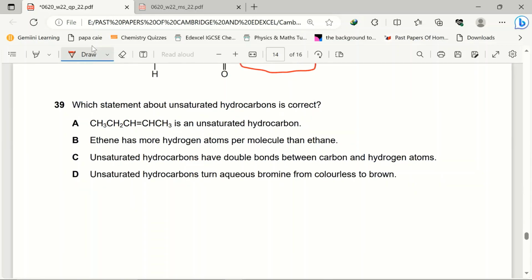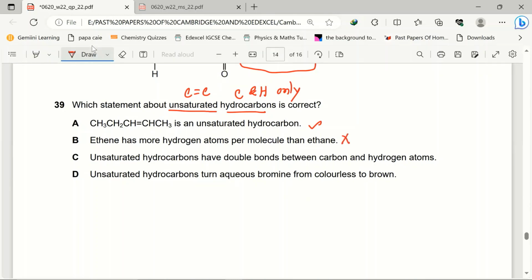Question number 39, which statement about unsaturated hydrocarbons is correct? Unsaturated hydrocarbon, we know this should have carbon-carbon double bond present, and hydrocarbon means carbon and hydrogen only. So this one is unsaturated hydrocarbon. We can see we have carbon-carbon double bond, and we have all the carbon and hydrogen. This should be correct. Ethene has more hydrogen atoms per molecule than ethane. No, Ethane has more hydrogen, so this is not correct.